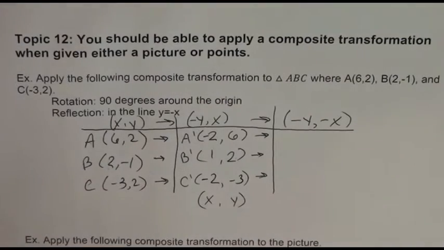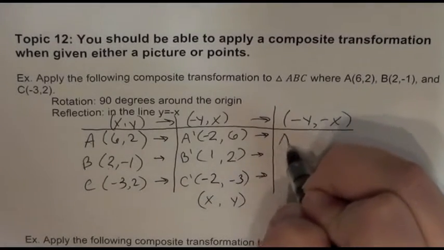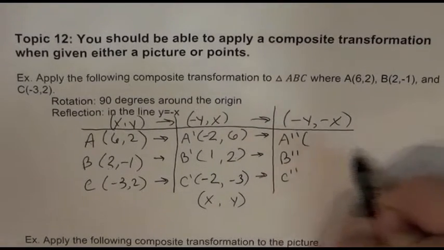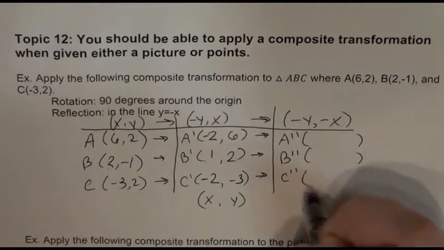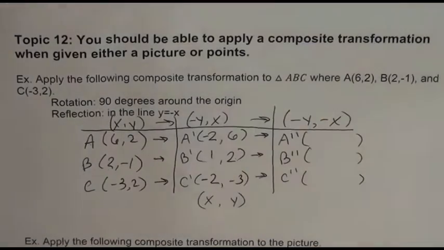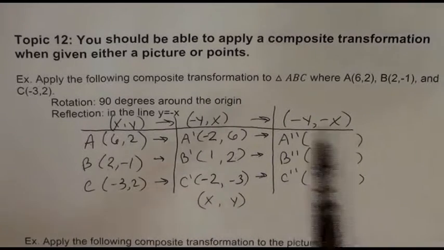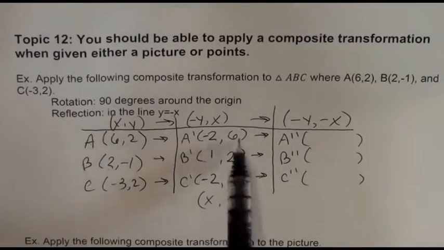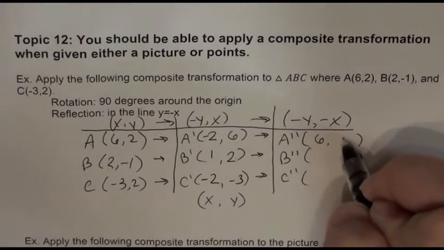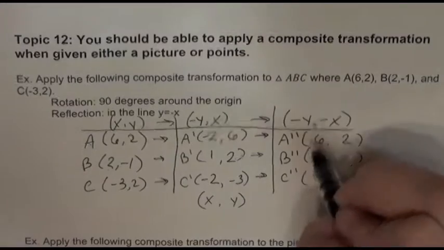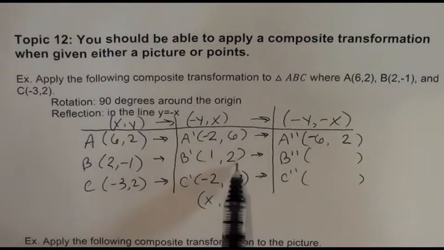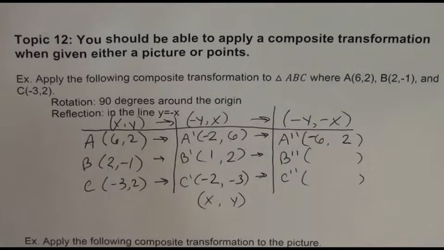So A prime, we reflect it. It turns into A double prime, B double prime, and C double prime. Make sure you put parentheses for your points. Now we apply the rule. So the x and the y turn into -y, -x, so they switch spots, they switch orders, and they switch signs. So these two numbers switch spots and signs. The 6 becomes a -6, and the -2 becomes a +2. The 1 and the 2, they switch spots and they switch signs.